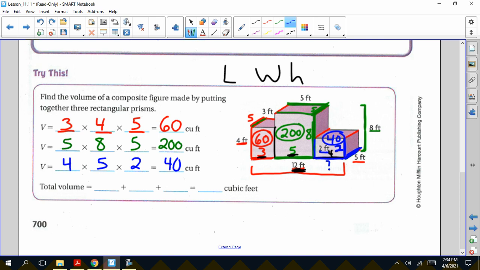Now that we have all 3 figures, we're going to go ahead and add those up. We're going to take 60 and 40 to get 100, and then we're going to add 200. 100 and 200 gives us a volume of 300 cubic feet. The volume of that entire composite figure is 300 cubic feet.